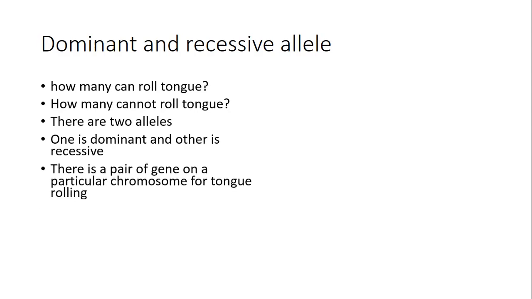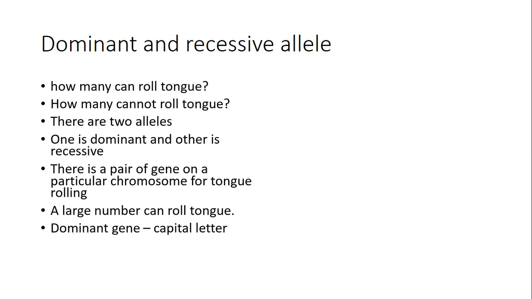There is a pair of genes on a particular chromosome for tongue rolling. In some cases, this gene is active, and in some cases, the gene is not active. If the gene is active, the person can roll the tongue. If it is not active, the person cannot roll the tongue. A large number of people can roll the tongue, so that's why this is called dominant. Rolling tongue is a dominant character because more people can roll the tongue, and very few cannot. So that is called recessive.